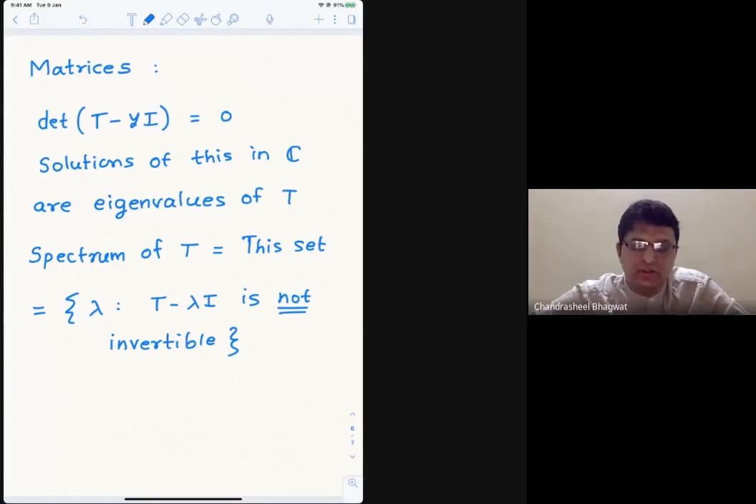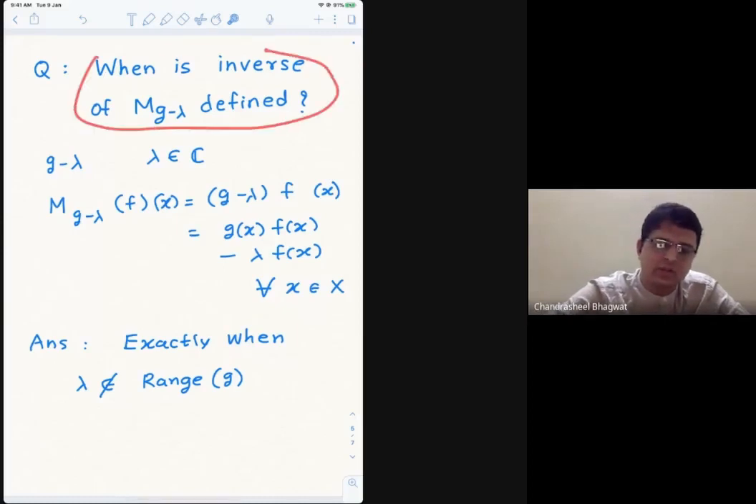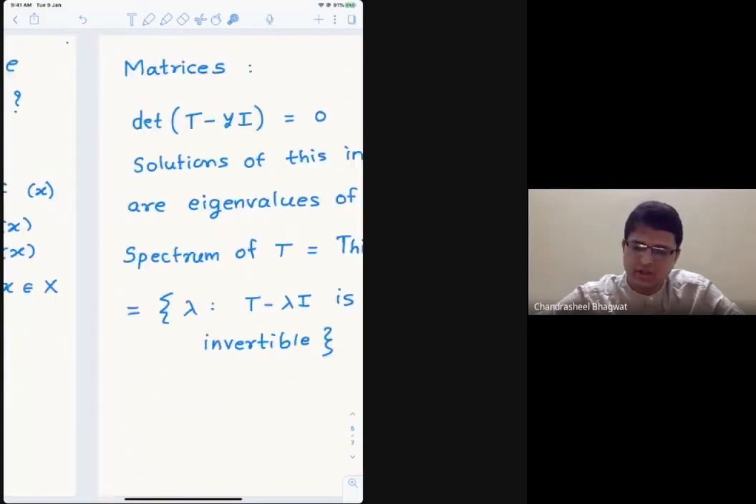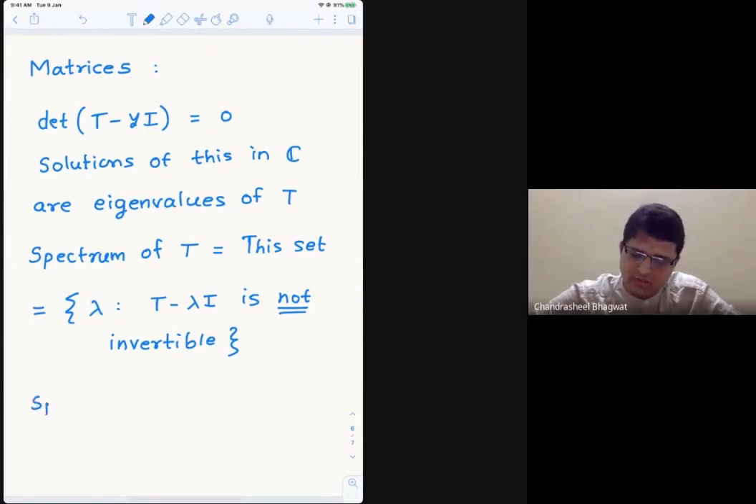Okay. So this is how the previous question and this question are related. In the previous question, we said that if lambda is not in the range of G, then you can invert M_G minus lambda. And that also means that when you can't invert M_G minus lambda, lambda has to be in the range of G. A similar statement is there for matrices. And hence, we can, in general, define the spectrum of a linear map. For example, the spectrum of M_G, which I talked about earlier, is defined.